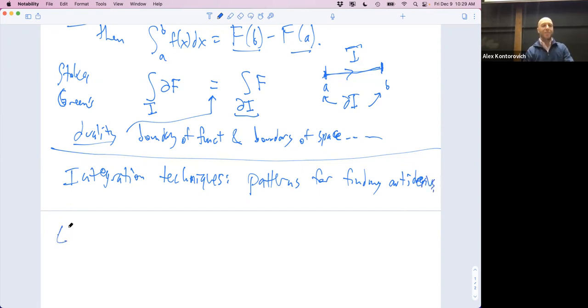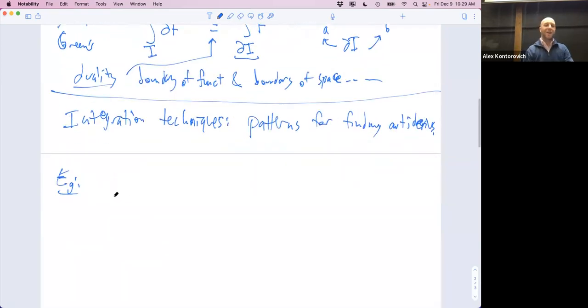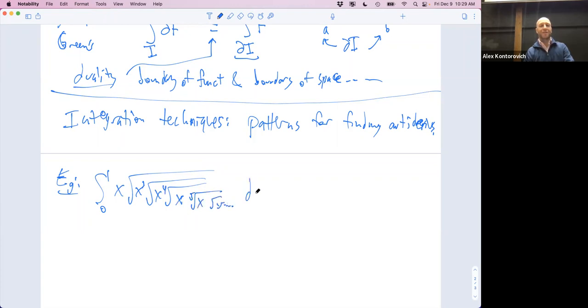Let's do one example that I think is kind of fun. Maybe you'll like this. What's the integral from 0 to 1 of x times the square root of x times the cube root of x times the 4th root of x times the 5th root of x, and so on forever?